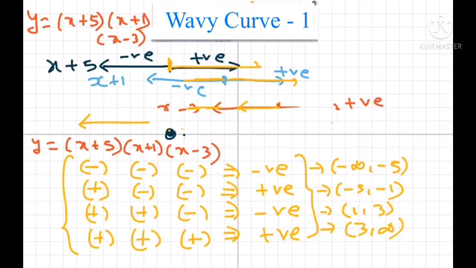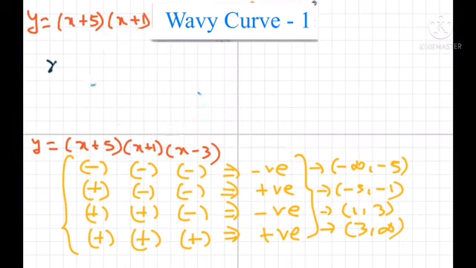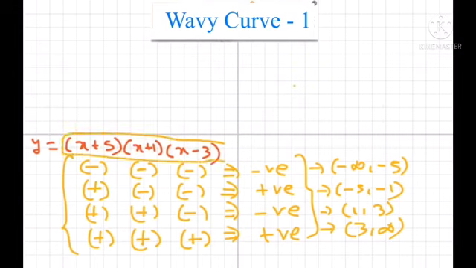So let me erase these things first. So we need to plot the graph of this now. When you need to plot the graph of this function, the first thing that you should do is find the change points. We have already calculated the roots: x equal to minus 5, minus 1, 3. So minus 5 is this one, then minus 1 is this one, and the next is 3, this one.